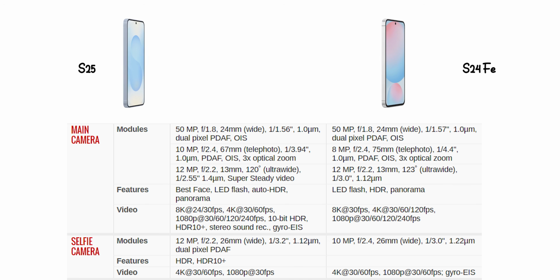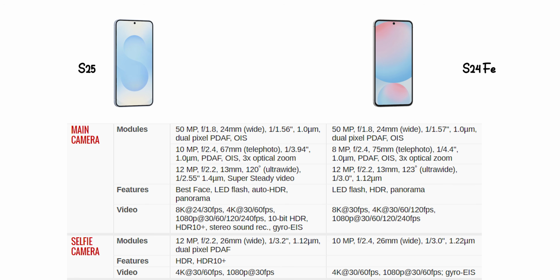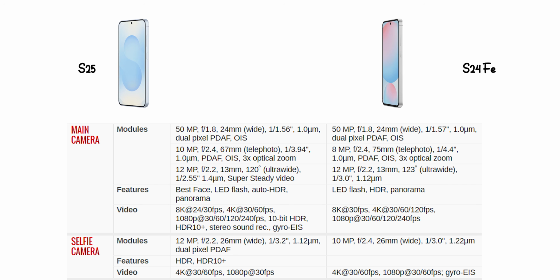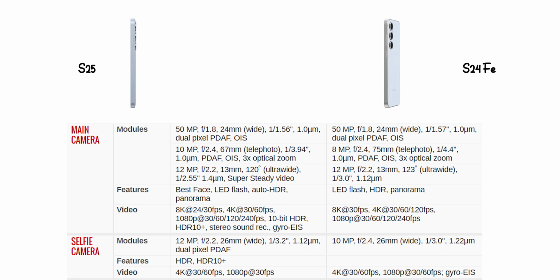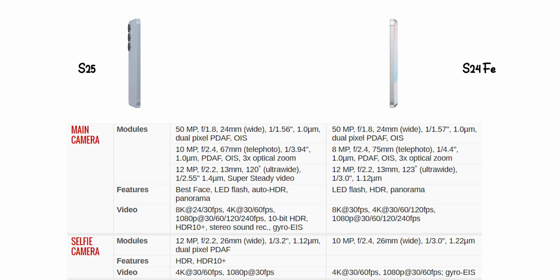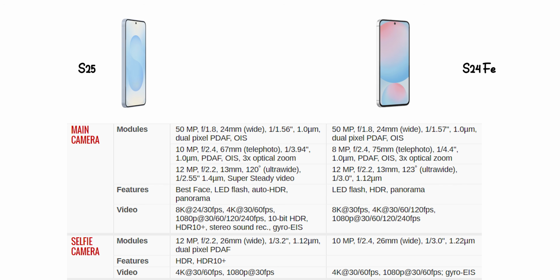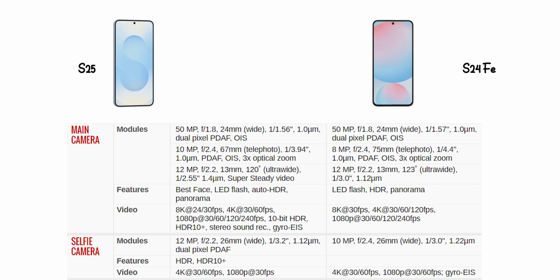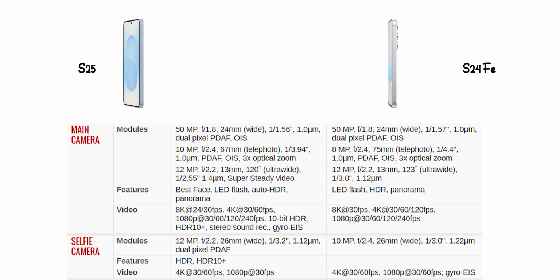On the front it changes a lot. In S25 it's 12 megapixel with an aperture of f2.2, whereas in S24 FE it's 10 megapixel with an aperture of f2.4. But the S25 comes with autofocus, HDR10 plus support, which is not there on this S24 FE. The video recording frame rates are the same on both mobile phones. Both support 8K at 24 or 30 FPS. So now you have a clear idea about these two mobile phones camera specifications.